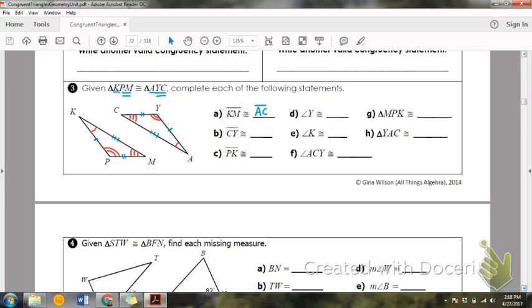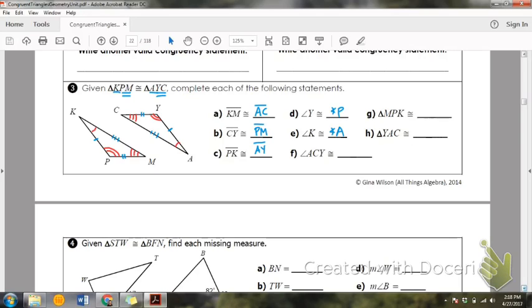We know CY goes with PM. If you say MP, it's the same thing. PK goes with AY. And if we're going to talk about our angles, we know that angle Y is 2 arcs, and that matches up with angle P, that's also 2 marks. Angle K is 1 arc, and that matches with angle A, it's 1 arc.